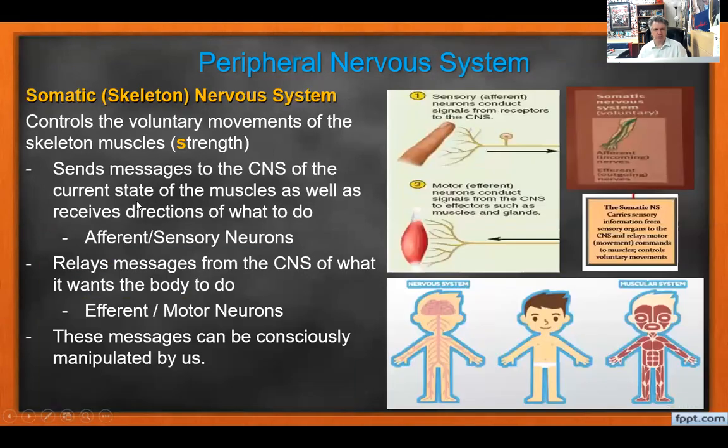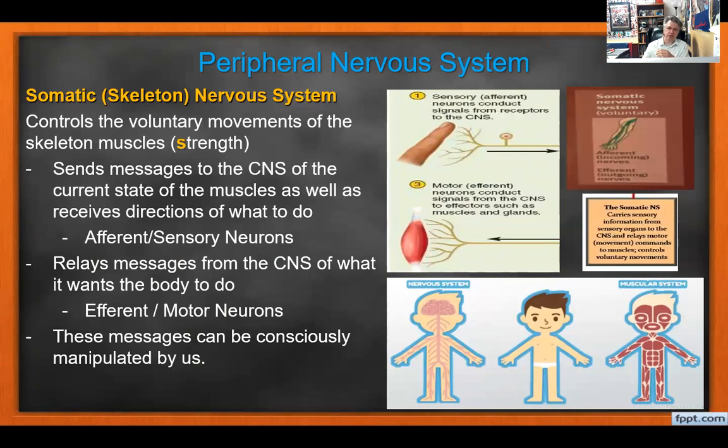So let's start with the somatic. This is the skeletal nervous system. This is the nervous system which controls voluntary movements. This is where I tell my body what to do. I tell myself to pick up this pencil. I tell myself to pick up this pen. I tell myself to wiggle my fingers. I tell myself to walk. These are things that I can control. My muscles and everything else. This is the somatic nervous system, my strength, whatever.